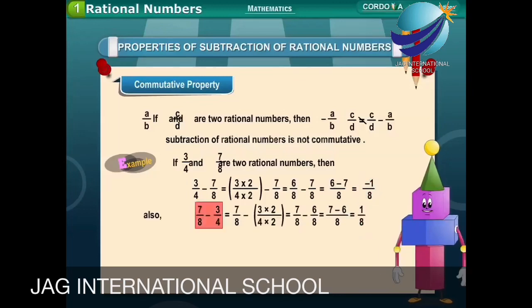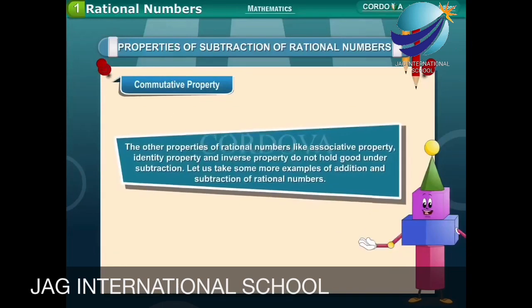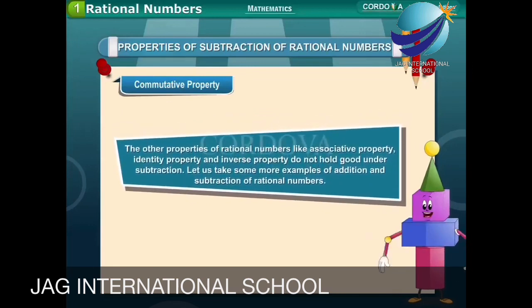Also, 7/8 - 3/4 = 7/8 - (3×2)/(4×2) = 7/8 - 6/8 = (7 - 6)/8 = 1/8. Hence, 3/4 - 7/8 is not equal to 7/8 - 3/4. The other properties of rational numbers, like associative property, identity property, and inverse property, do not hold good under subtraction.